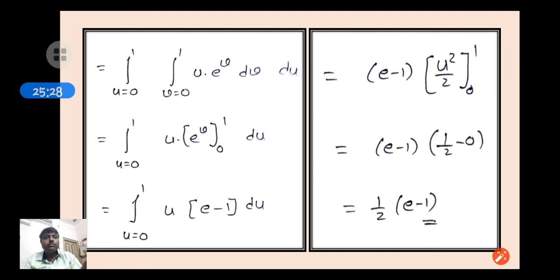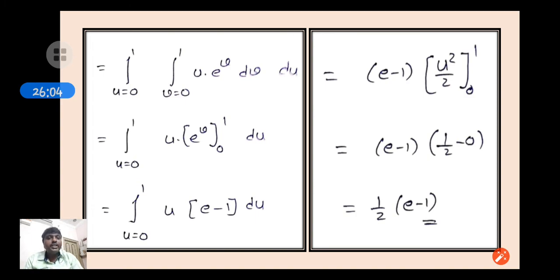Now the double integration from u is equal to 0 to 1, v is equal to 0 to 1, u into e power v dv du. First I am calculating the internal integration with respect to v. u is constant, and the integration of e power v is e power v under the limits 0 to 1. I am writing u, and the upper limit is 1, e power 1 is e, minus the lower limit is 0, that is 1. So u into e minus 1 into du.